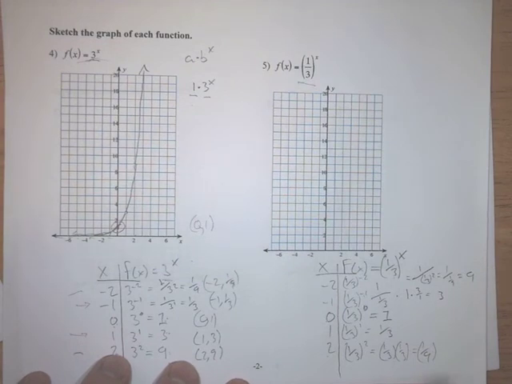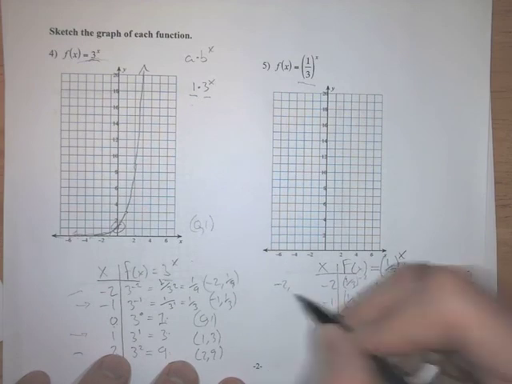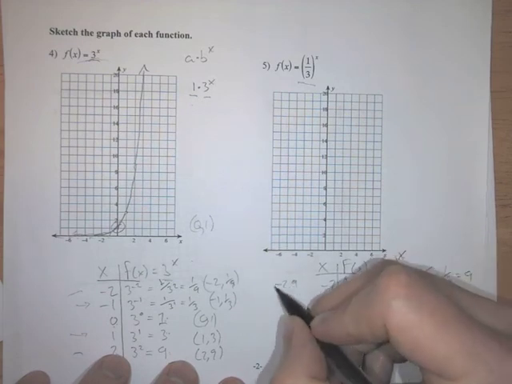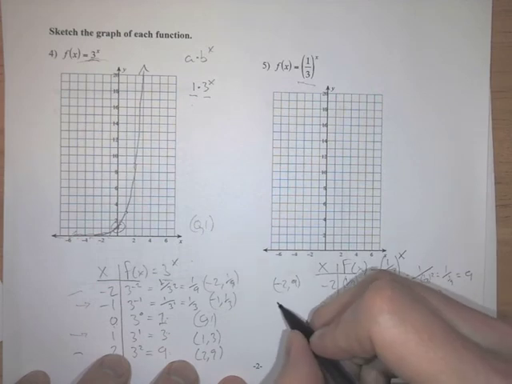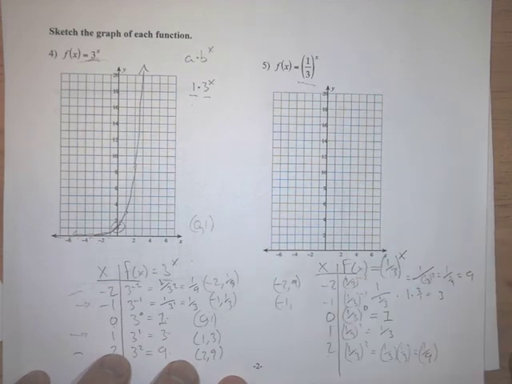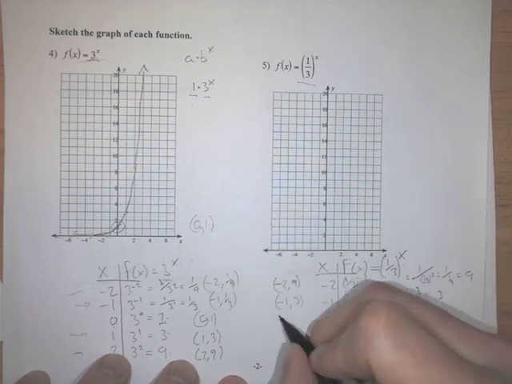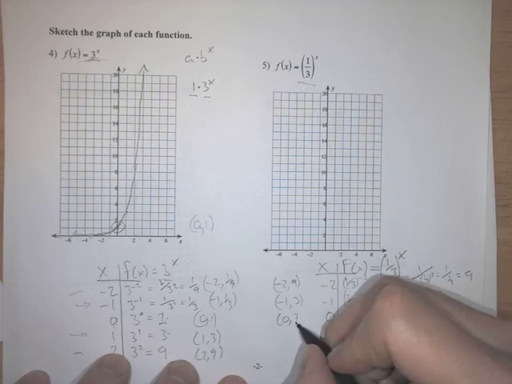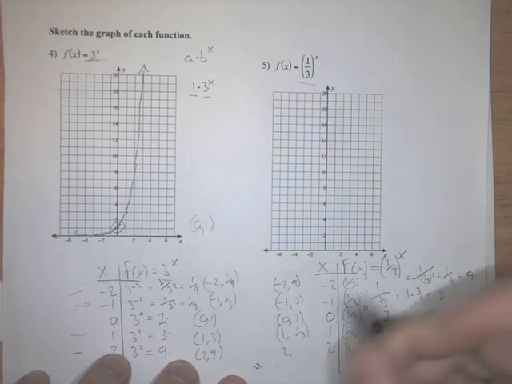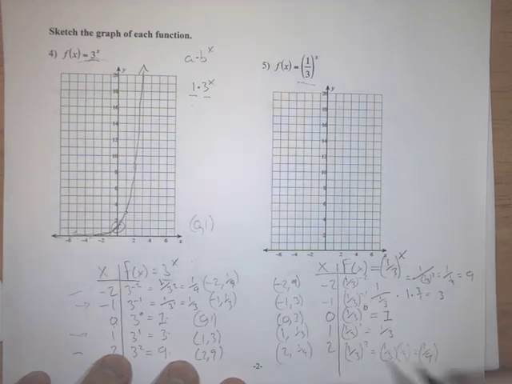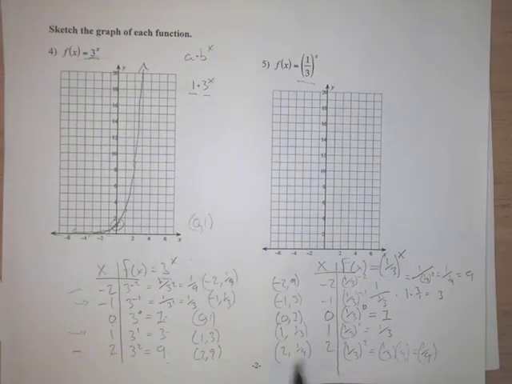All right, so the points that we have, I'm going to write them over here since I kind of ran out of room. If x is negative 2, y is 9, or f of x is 9. If x is negative 1, then the output of the function was 3, right? If x is 0, then the output is 1. If x is 1, the output is a third. If x is 2, the output is a ninth. Hopefully you see what's going to happen here because these are kind of like reversed.